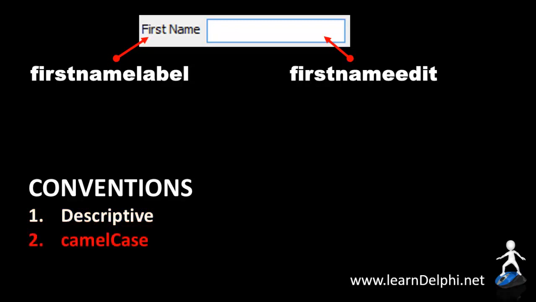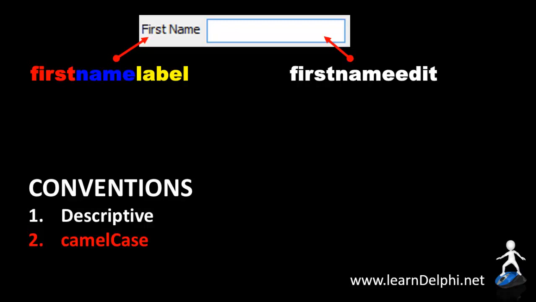Secondly, component names must be in camel case. Look at the way that I'm writing the word camelCase. The first part only has lowercase characters, and the second part starts with an uppercase C. Now let's apply this to our label and edit. The label's name has three parts. They are first and name and label. The word first is in the front, so all the letters of first must be in lowercase.